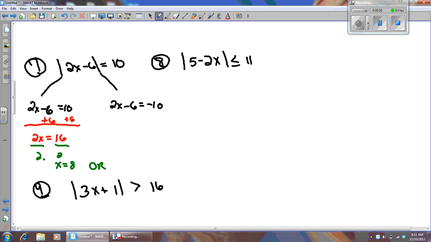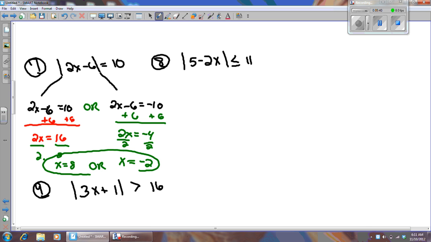Or, put my or in here, it's very important. I'll add 6 and add 6 and get 2x equals negative 4. Divide by 2, divide by 2. x is going to equal negative 2. And there's what I should circle as my solution. All right, number 8 is an and, a less than, right? Remember, less than is on your left hand. And I like to do them as one sentence.